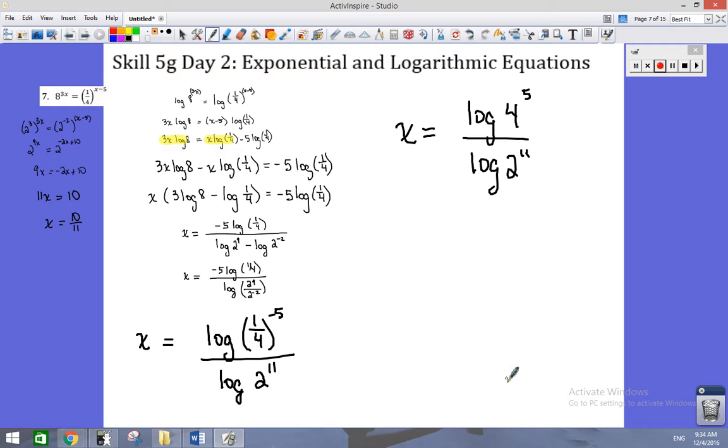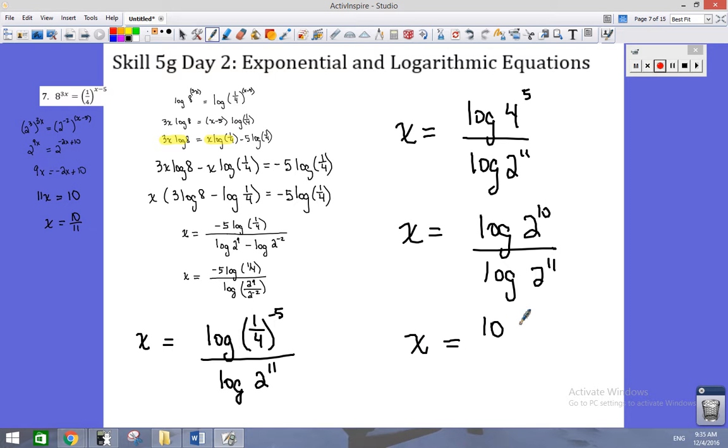Now, I'm a little bit surprised that I don't immediately see how to get 10 over 11 out of this. I've got 2 squared and 2 times 5 to the 10th. And, oh yeah, okay, I see. And log 2 of 11. So by the power rule, this 10 comes down as a coefficient. This 11 comes down as a coefficient. And log of 2 divided by log of 2 is 1. So you can see we do get the same answer.